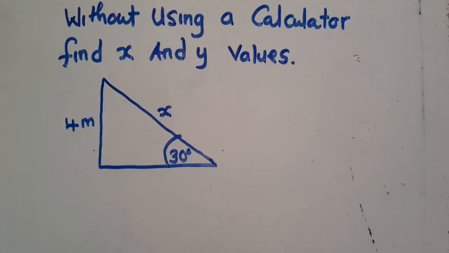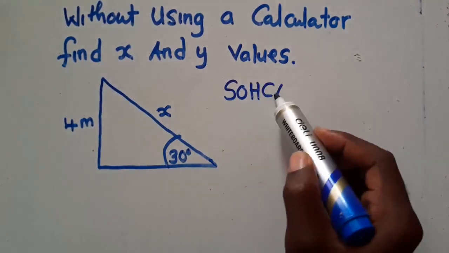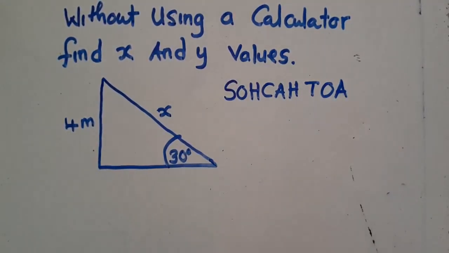Hello, I welcome you all to today's lesson where we want to find the values of x and y in different right-angled triangles without using a calculator. We are still looking at trigonometric ratios. And I told you that one thing that will help us in this topic is what we call SOHCAHTOA.